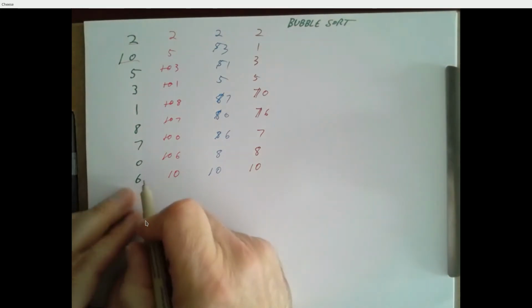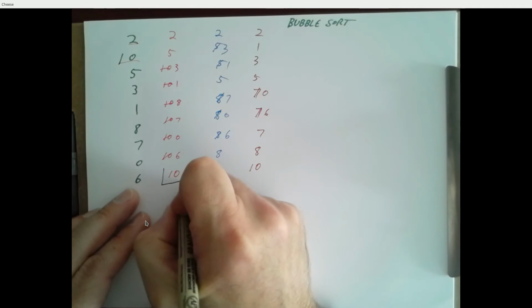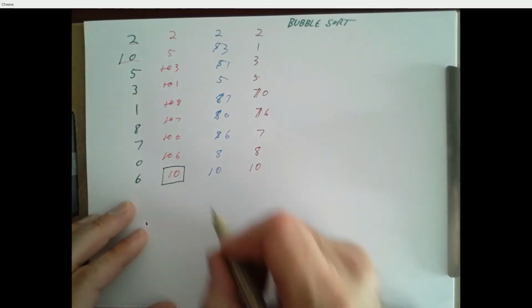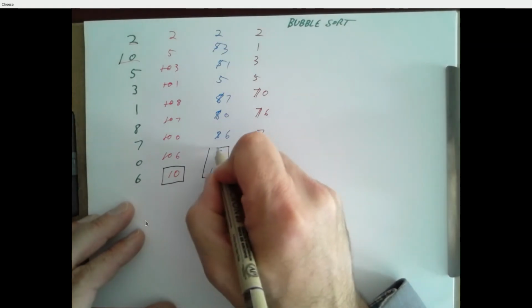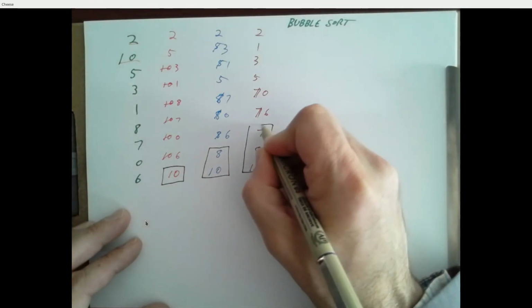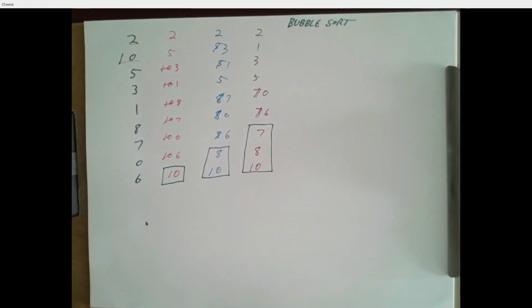Okay, so our original set of data was unsorted. After one pass, we know this number on the bottom is the biggest. After two passes, we know these two numbers are the two biggest. After 3 passes, we know these 3 numbers are the biggest. If we have n numbers to sort, we know that after n passes, all of our numbers are going to be in the correct position.